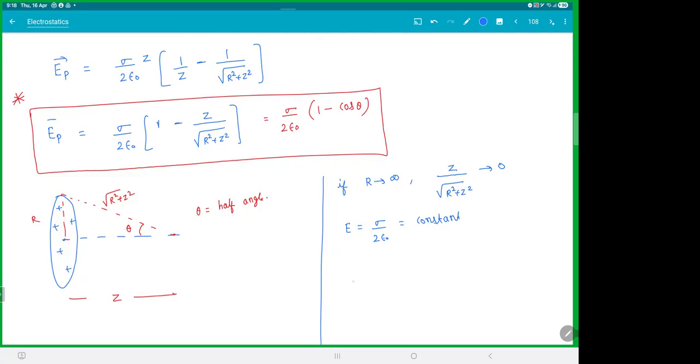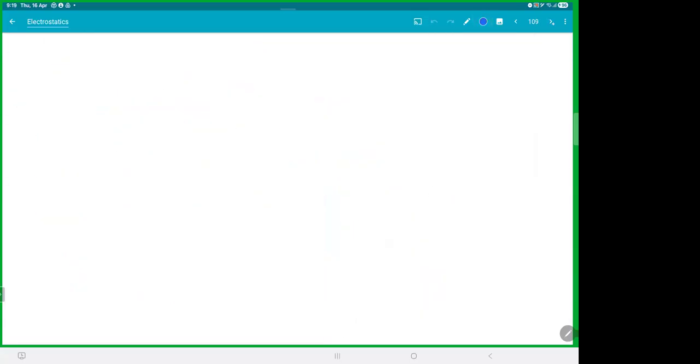So what happened there? When you make a disk r infinity, it becomes a sheet. So if R tends to infinity, the disk gets converted to an infinite sheet. And for an infinite sheet, the field is constant. It doesn't matter how far you are, the field is always constant. So we get a second result there. I'm just drawing it like a line, but it's an infinite sheet.